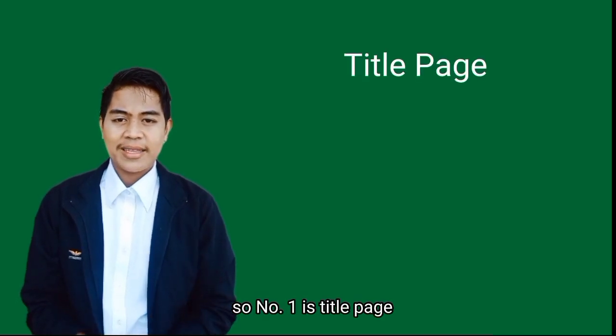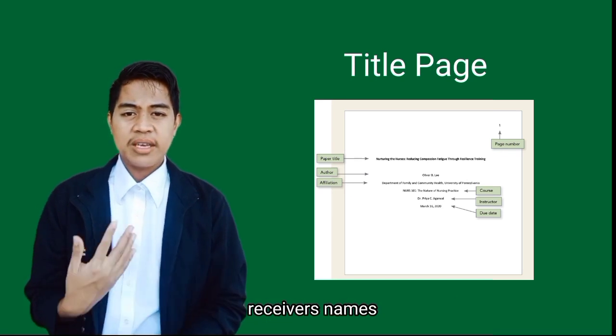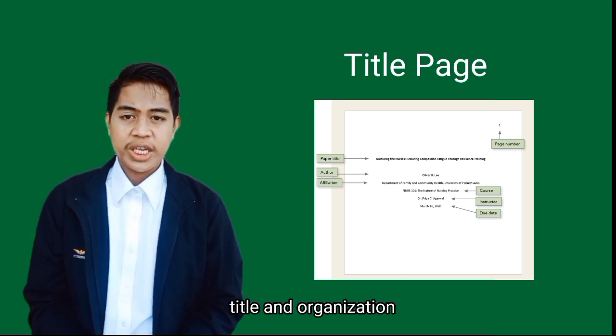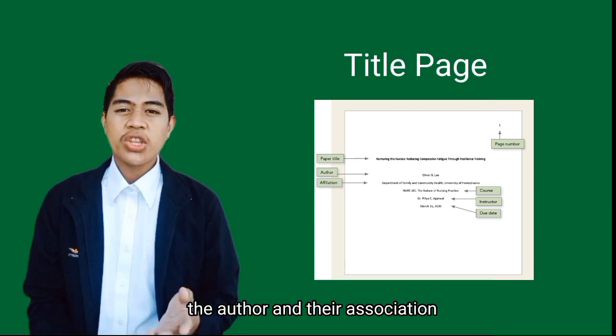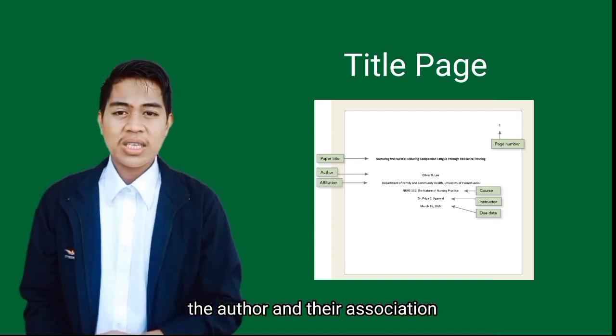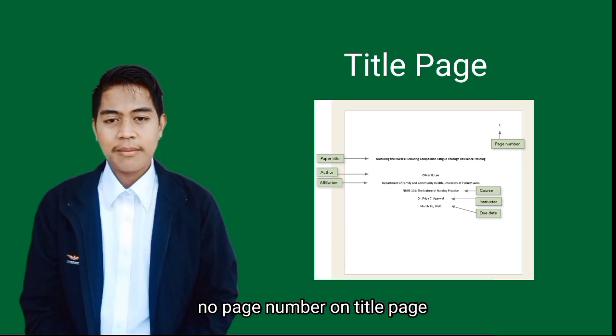So we have the parts of a report. Number one is the title page. This includes the name of the report in all caps, the receiver's name, title and organization, team name and team members, date submitted, the author, and their associated organization. No page number on the title page.